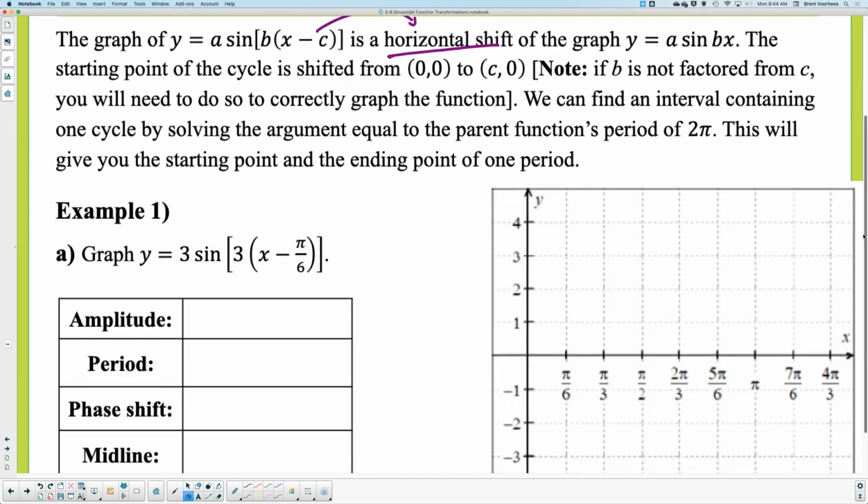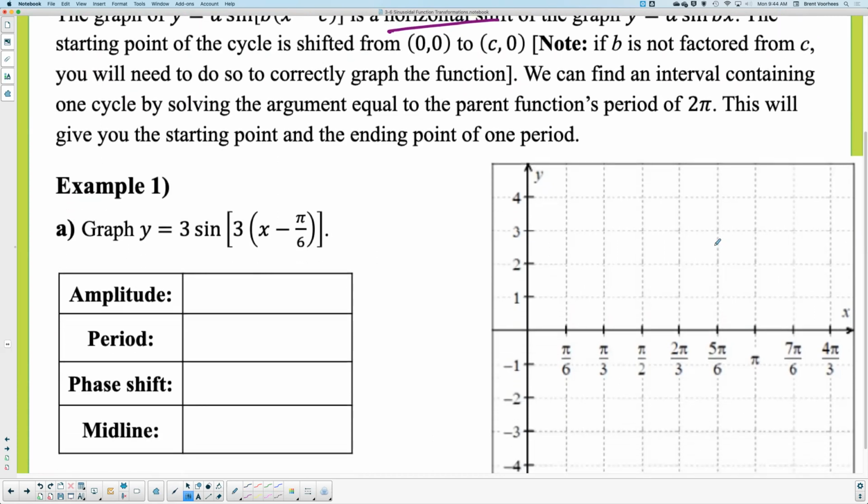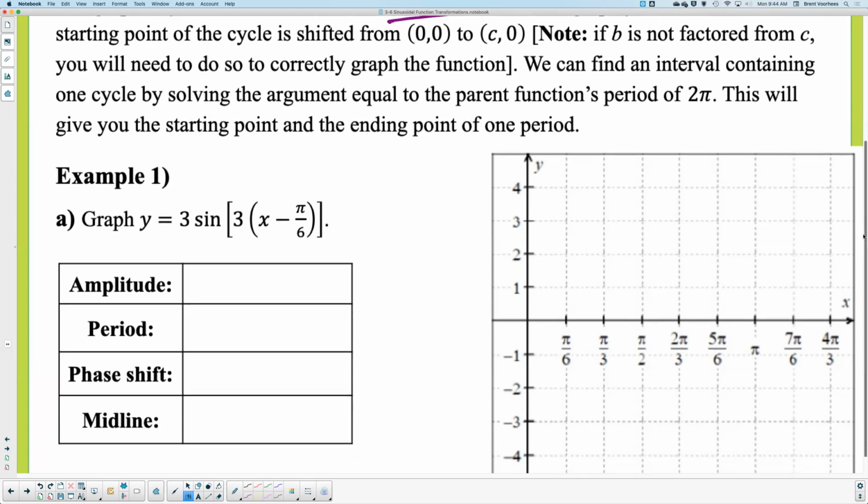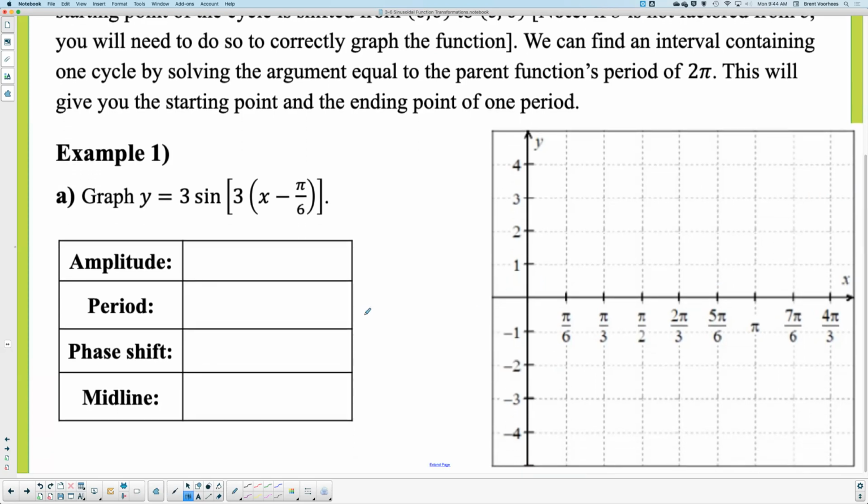And if you remember last class, we did phase shift for just about the whole lesson. There's a note here, and I'm going to draw attention to this when we get to example 2. Okay, so what we're going to do is solve for one cycle by solving the argument equal to the parent function's period of 2 pi. So let's fill these out, and we're going to see how this graph looks.